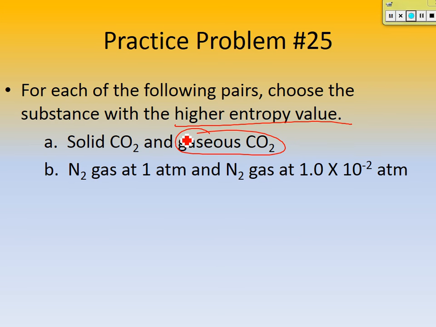Okay, part B. Nitrogen, now this is an interesting one you're going to have to think about. Nitrogen gas at 1 atmosphere of pressure or nitrogen gas at 1 times 10 to the minus 2, which is 0.01 atmosphere of pressure. What does pressure do to a gas, guys? It compresses it and makes it more ordered. Closer together is ordered. Well, if there's less pressure, can't these molecules spread out more and become more disordered? So what would you circle here? Yeah, it's the nitrogen gas at a lower pressure.